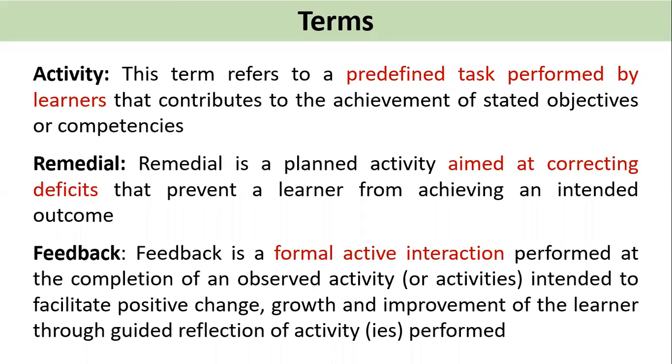Then remedial is a planned activity aimed at correcting the deficits that prevent a learner from achieving an intended outcome. And then the third term defined was feedback. It is a formal active interaction, that's the key word here, performed at the completion of an observed activity. The intention of the feedback is to facilitate positive change, growth, and improvement of the learner through guided reflection on activities performed. So these are three important terms defined, apart from the term competency, in this particular booklet.